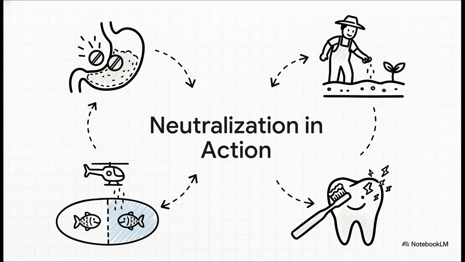So why does this matter so much? Because we use this reaction everywhere. It's in the antacid tablet neutralizing stomach acid, it's farmers adding lime to fix acidic soil so their crops grow better, it's scientists adding lime to lakes to fight acid rain, and it's even in the toothpaste you use every morning to neutralize acids from food. Neutralization is happening all around us, all the time.